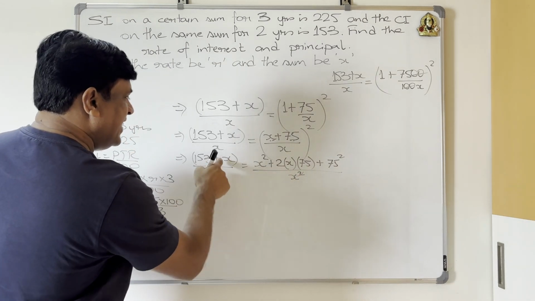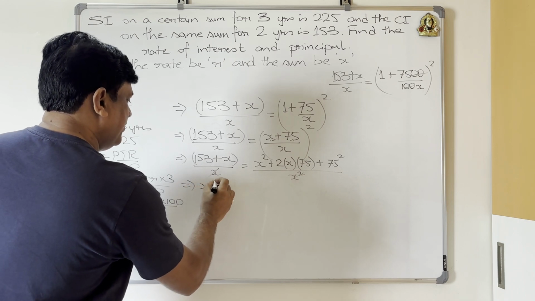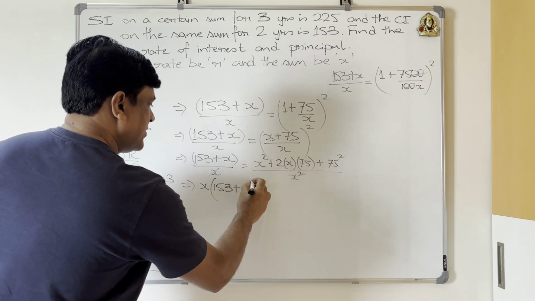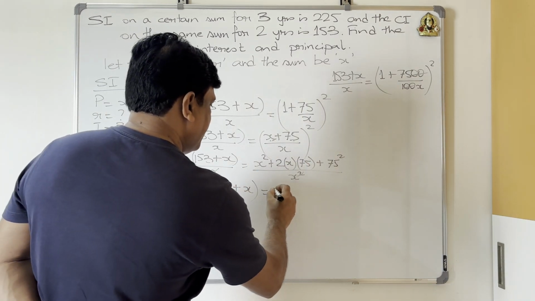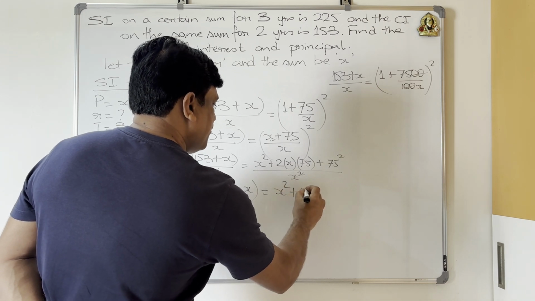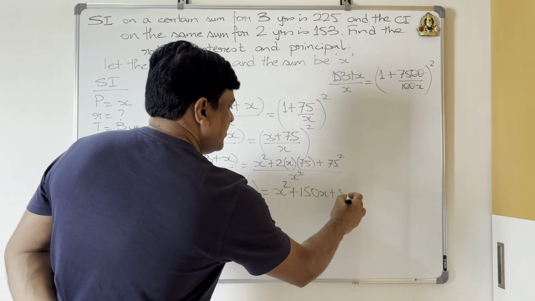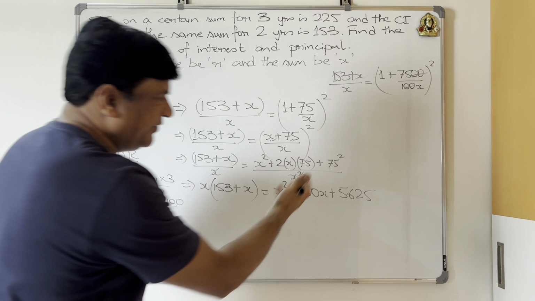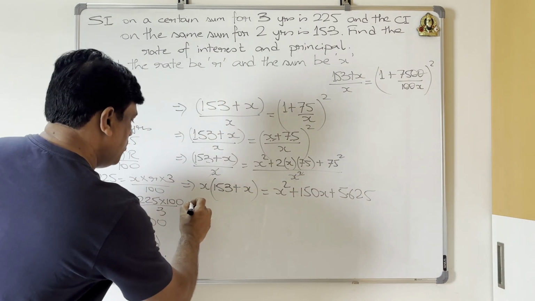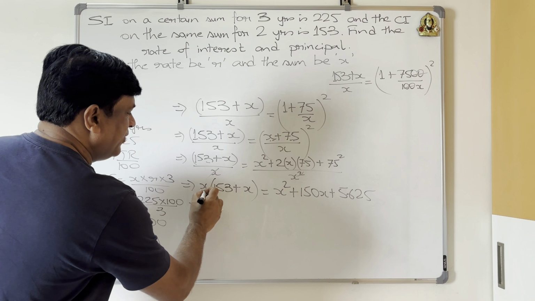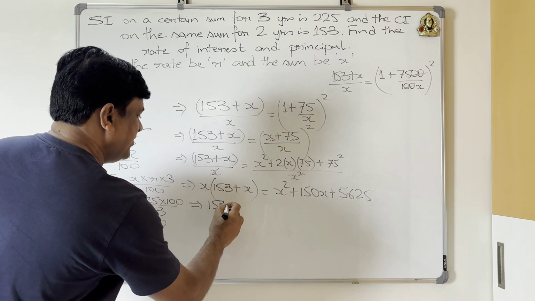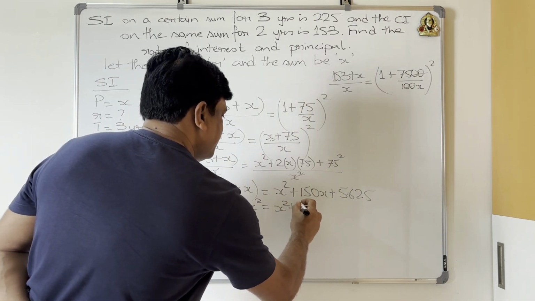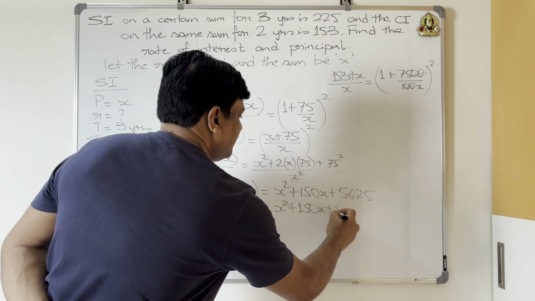Now what I'll do is that I'll take this x over here. I'll multiply this x over here by doing cross multiplication. Is equal to, what do I get? When I open this one, I'll get 150x plus 5625. You should be able to calculate that. I know 75 square is 5625, so I'll put it. Now open this one. When you open with x over here, this becomes 153x plus x square is equal to x square plus 150x plus 5625.